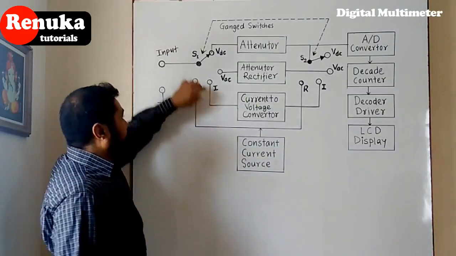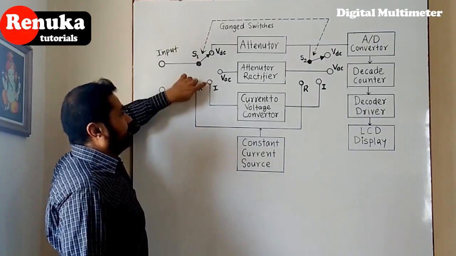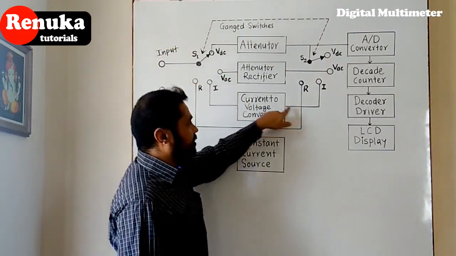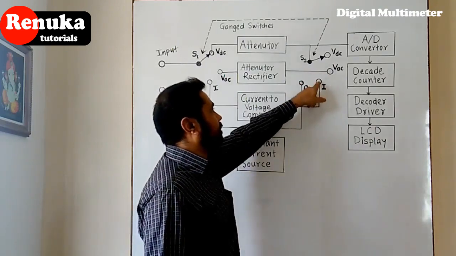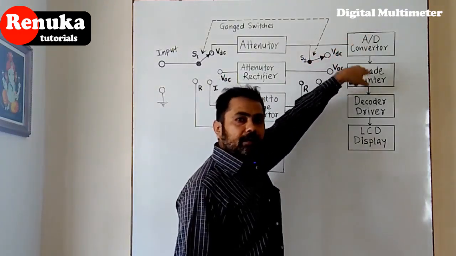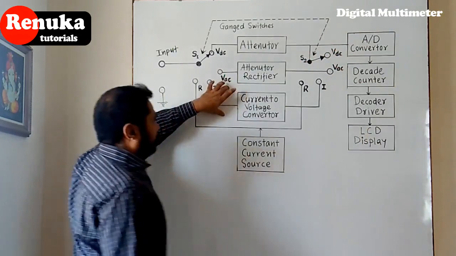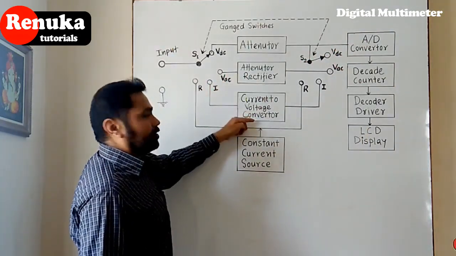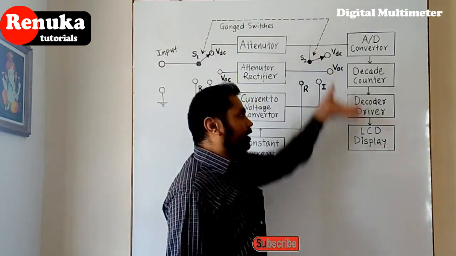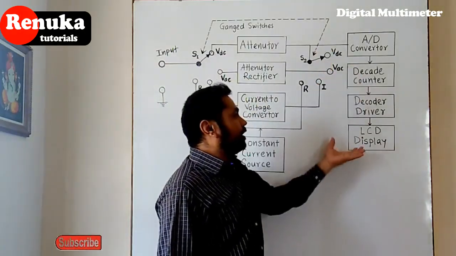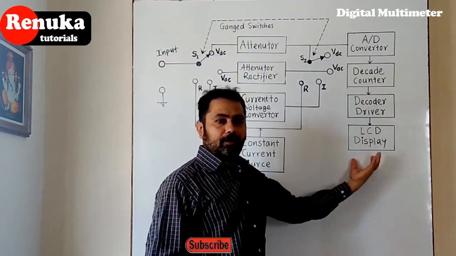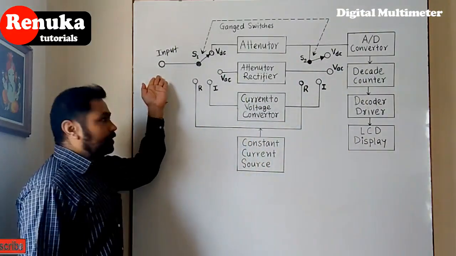For current measurement, switch S1 will be connected at the I point. Then through a current to voltage converter, it is connected to I. Through switch S2, it is given again to the DC voltmeter. Here the current to be measured is first converted into voltage form, and this voltage is directly fed to the DC voltmeter. In this way it will show the DC value, which will be proportional to the current input at the inputs.